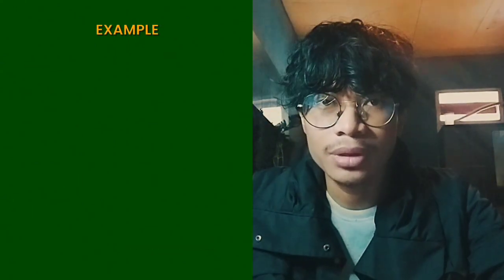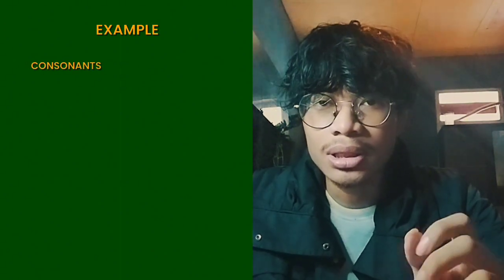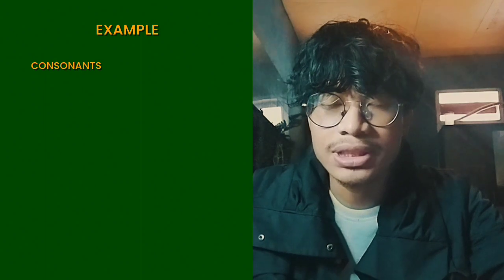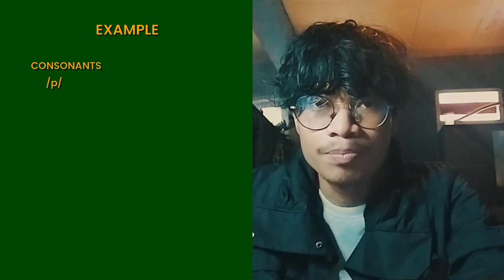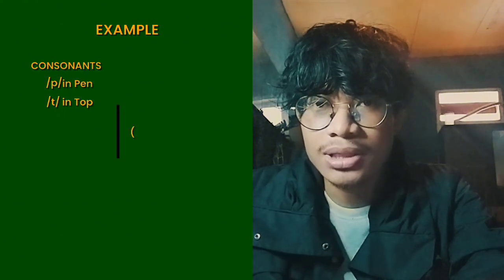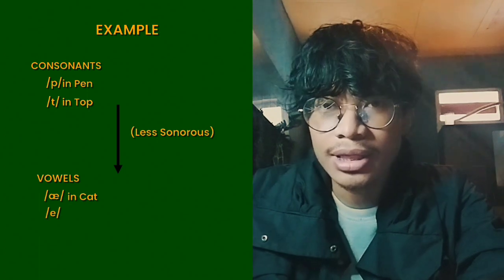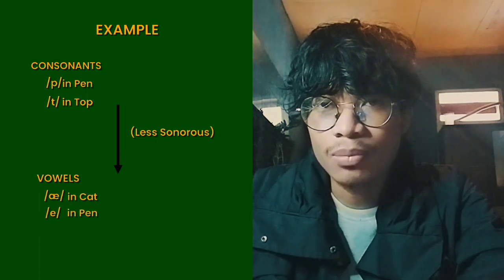Let's take an example. Sonority scale, less sonorous. Consonants are generally less sonorous than vowels. For instance, consider the sound P in pet or T in top. These are less sonorous than vowels like A in cat or E in pen, which are louder and more open.